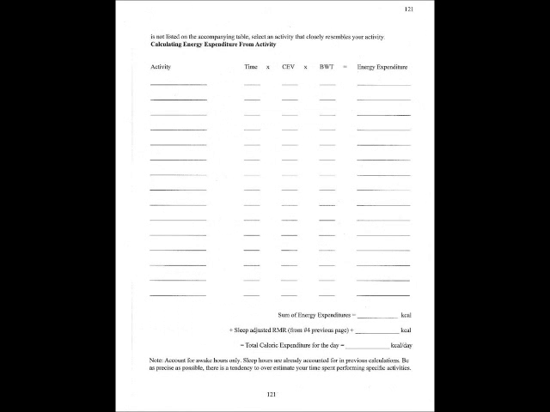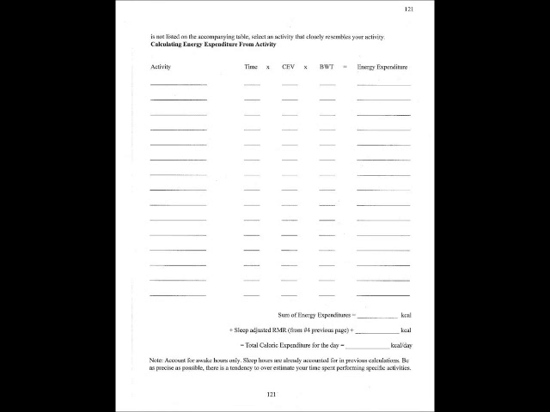You need to look over at page 121. At the bottom of the page, under sum of energy expenditures, it says plus sleep adjusted RMR. You can mark out that first plus. So you're going to take your sum of energy expenditures and add your sleep adjusted RMR. That's going to give you total caloric expenditure for the day.